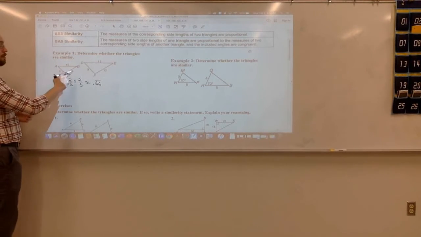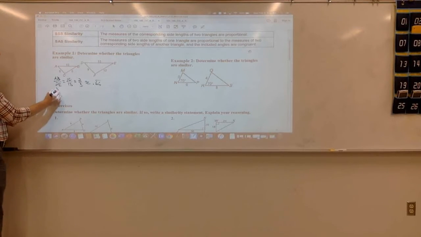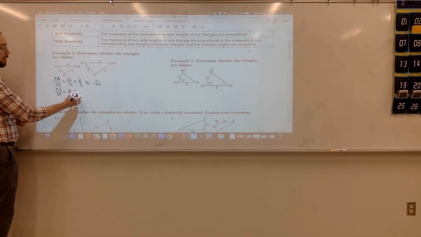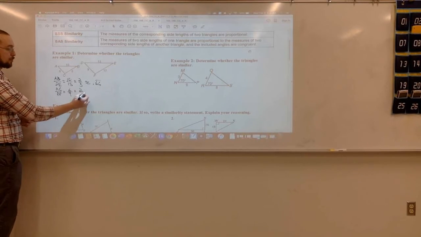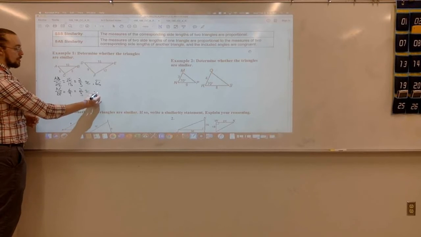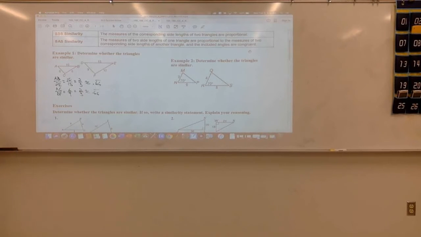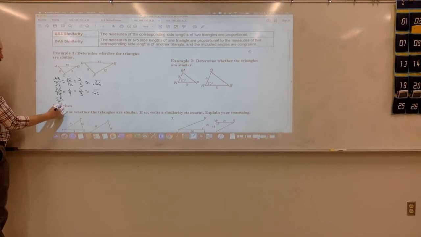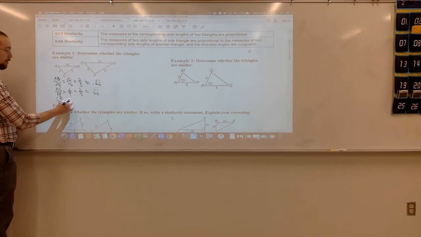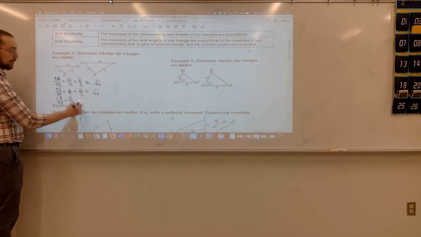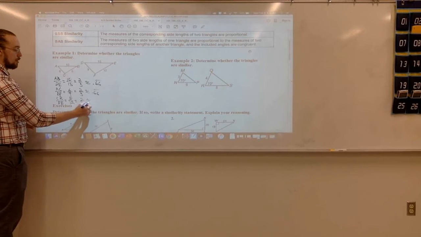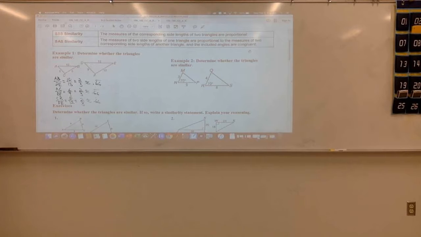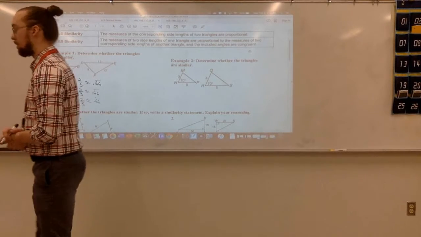So if we match up some other sides, AC would match up with DF. That would be 6 over 9, which again would reduce to 2/3, which as a decimal is 0.66. Final pair of sides, CB and FE. That would be 8 over 12, which again reduces to 2/3, and it's about 0.66. So that means these two triangles are similar by side, side, side.